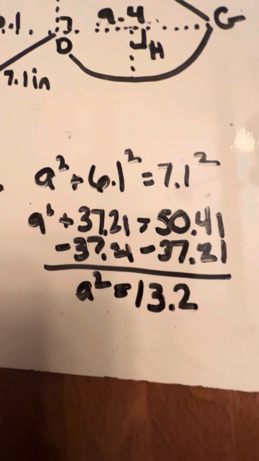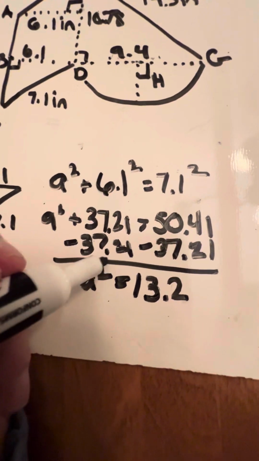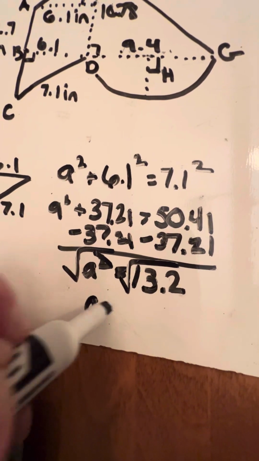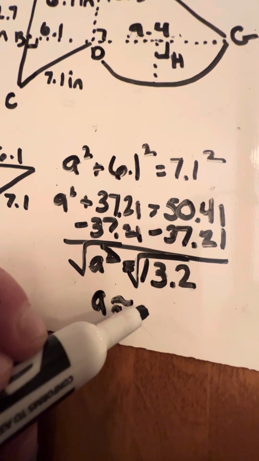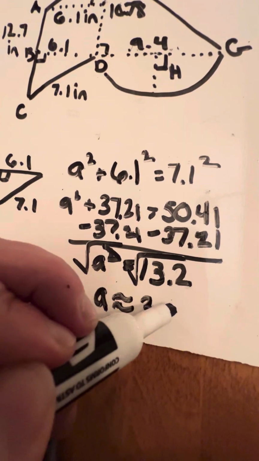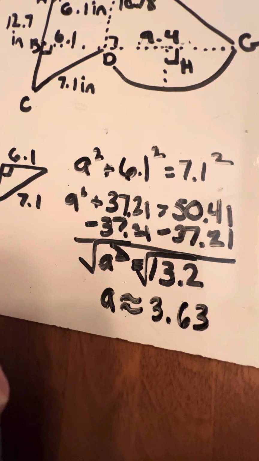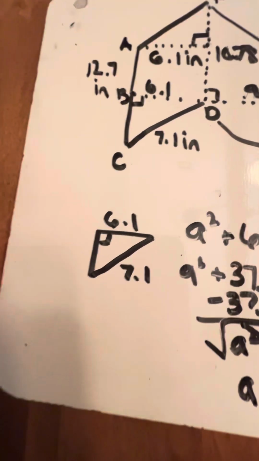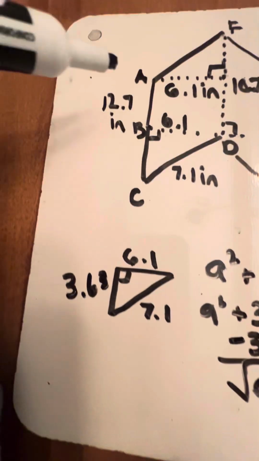13.2. We do want to get rid of the square value, so we are going to square root both sides. That eliminates the square, leaving me with a equal to approximately, this is not going to be nice numbers, 3.63, an irrational number, so we're going to go with 3.63. That means that this piece right here is about 3.63.